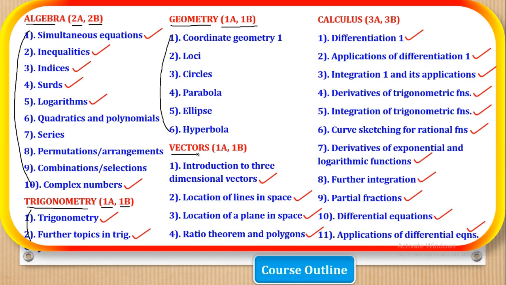The fourth one is vectors, where 1 question comes in section A and 1 in section B, and these are the topics. And the last one is calculus, where 3 come in section A and 3 in section B.